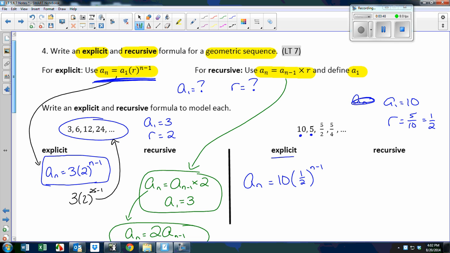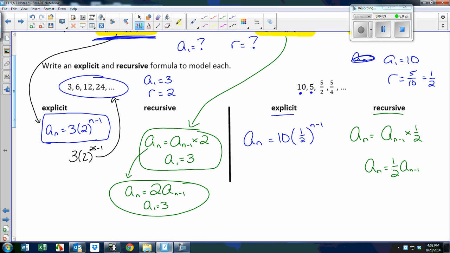Recursive, A sub n equals A sub n minus 1 times R, because the reoccurring pattern is times R over and over again, times 1/2. I'd prefer it to be written this way, A sub n equals 1/2 times A sub n minus 1. You also could write it as A sub n equals A sub n minus 1 divided by 2. I mean, that'd be fine too. But don't forget to define A sub 1, your first term is 10.